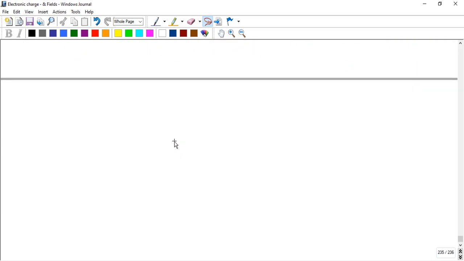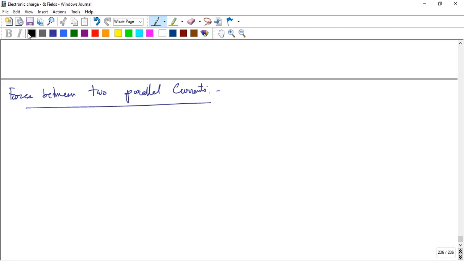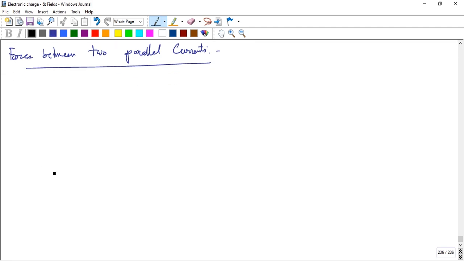So today we discuss force between two parallel currents. That's very important. Force between two parallel currents means there are two currents, which means two conductors actually.